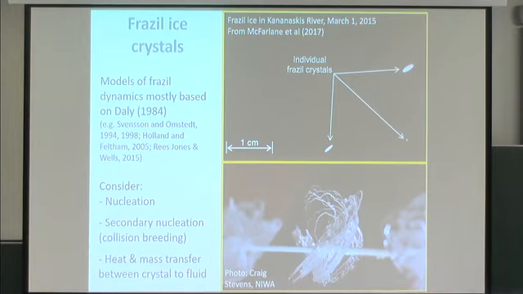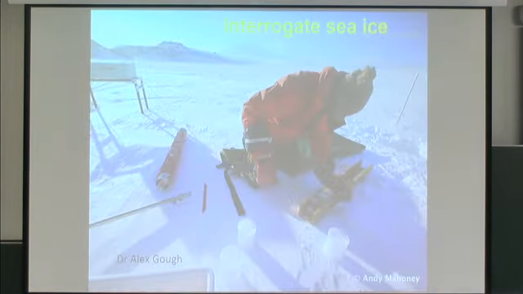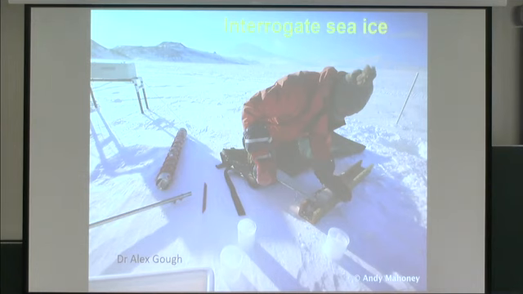There's a lovely paper by McFarlane quite recently that looks at the distribution of crystal sizes in this river. And what you need to consider when you do that is to think about nucleation, secondary nucleation, and heat and mass transfer between the crystal and the fluid. But we wanted our model for a slightly different purpose. What we want to do is go to the sea ice in the springtime and ask the sea ice what happened in the ocean during winter.